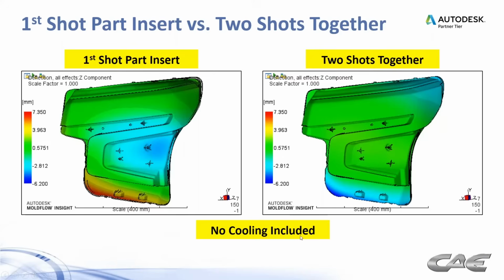So again, no cooling included here, but we have to be careful about how we interpret results when we're modeling different ways. There's even some indications that the types of materials that are used, whether it's amorphous or semi-crystalline materials, in some cases one type of modeling works a little bit better than the other. So we are working towards getting better results and having it be able to be all included in one model, and ideally that's where we're going to go with the two shots together.